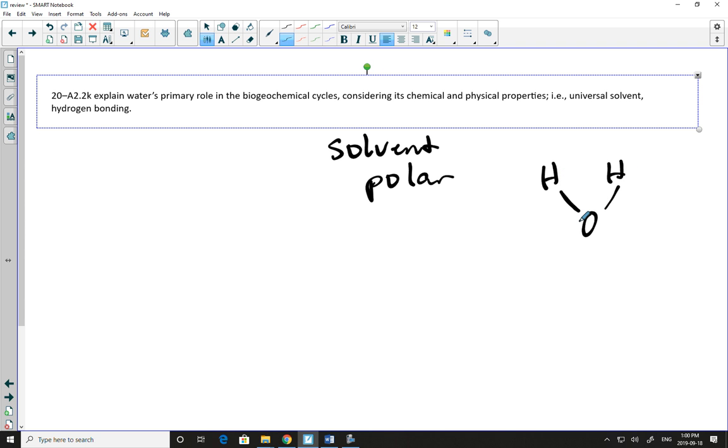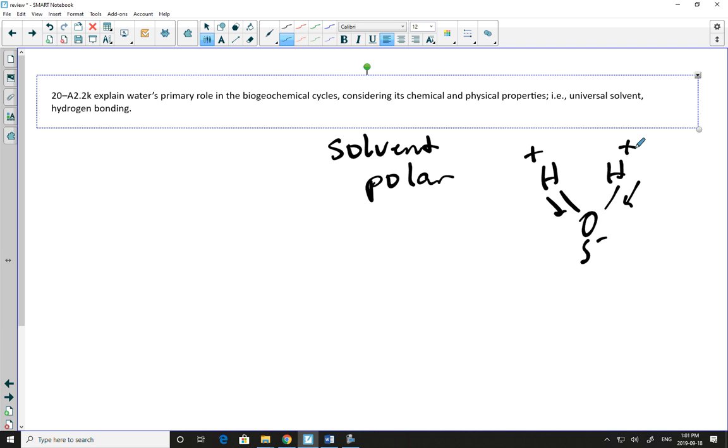So the oxygen is very electronegative. It pulls electrons away from hydrogen, giving the oxygen end a slightly negative charge, and then the hydrogen side a slightly positive side. So oxygen is electronegative. It pulls electrons away from hydrogen, so the oxygen end becomes slightly negative, leaving the hydrogen slightly positive.